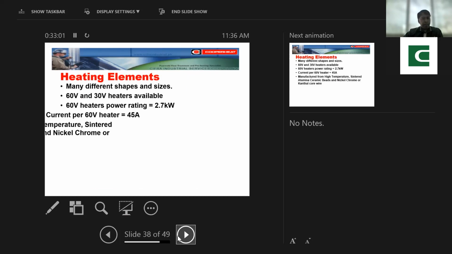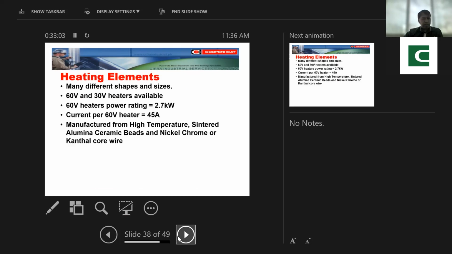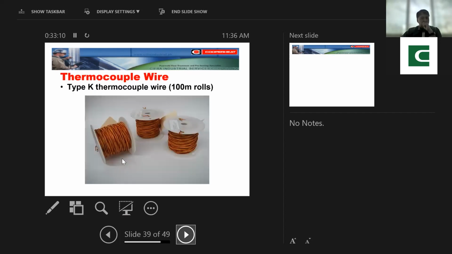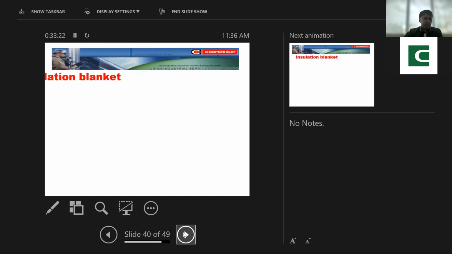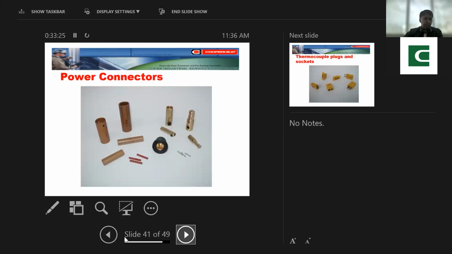So many different sizes of ceramic elements depende sa inyong requirement. And this is a thermocouple wire, red and yellow with positive and negative polarity. The ceramic fiber insulation, the power connectors, usually ito yung mga pinapalitan sa equipment.